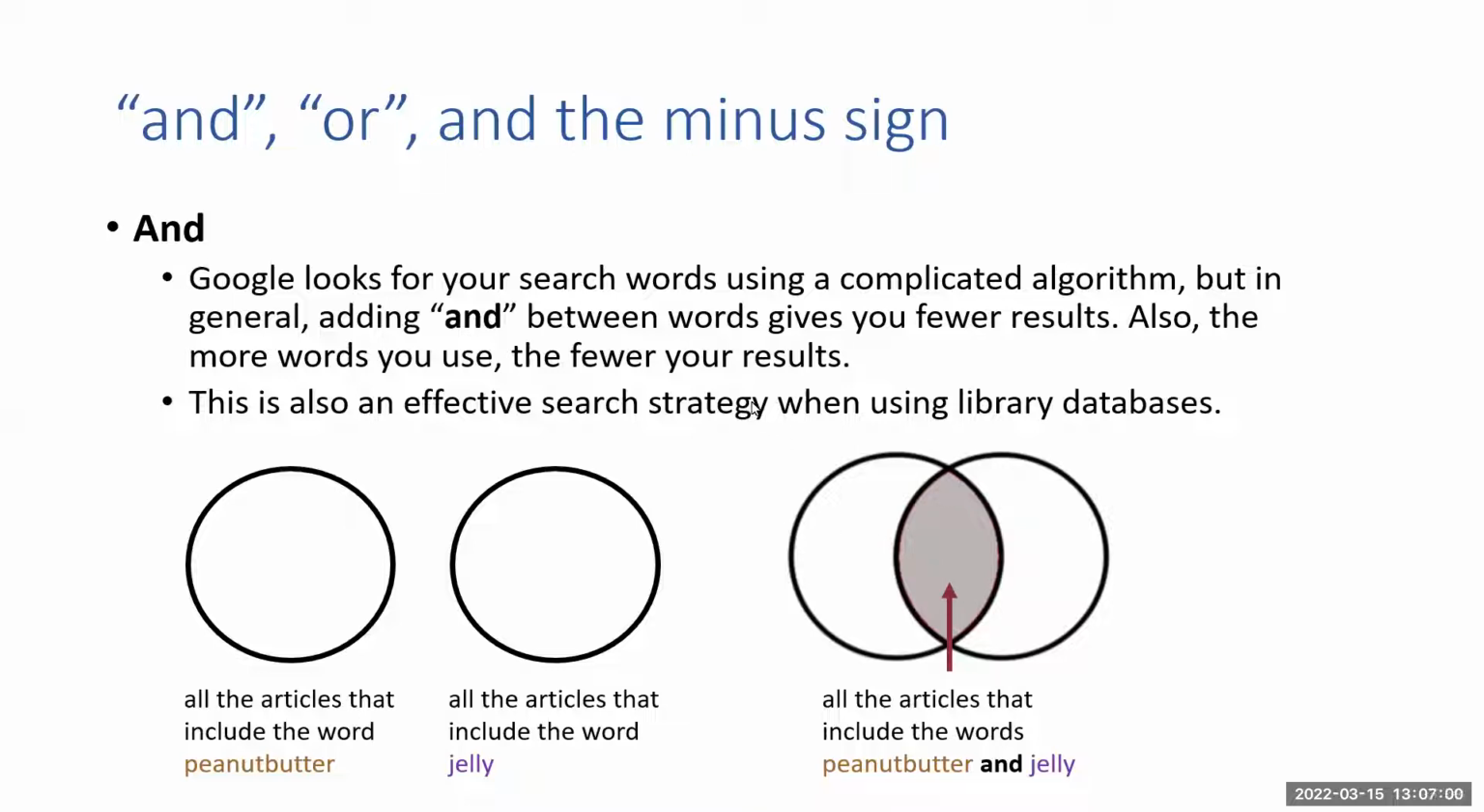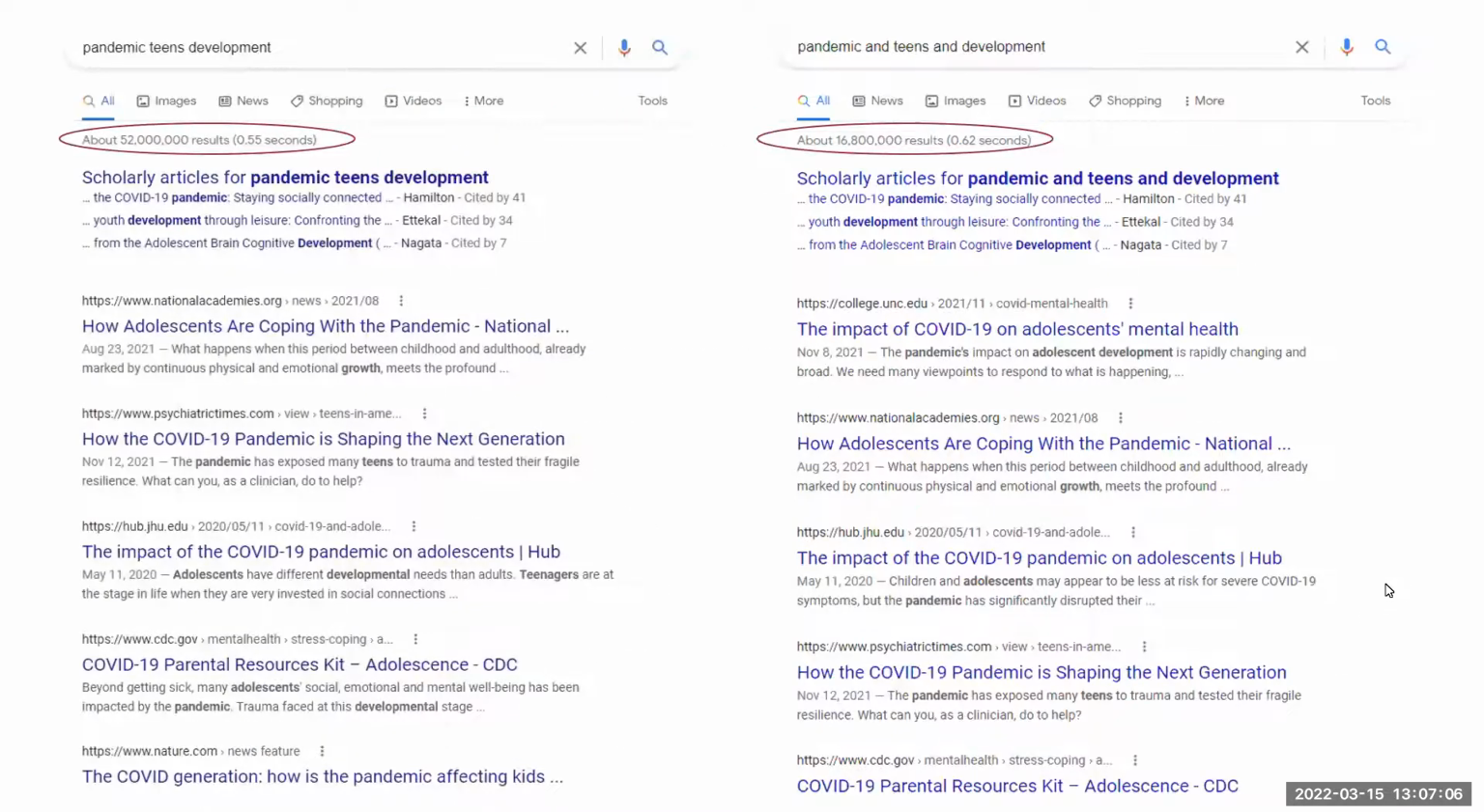And this and works very well in our library databases as well. So this is a sample search I did for pandemic teens and development. There's been a lot of news about how it's affecting kids, but I decided to search for teens because I thought it might be a little more relevant to our students.